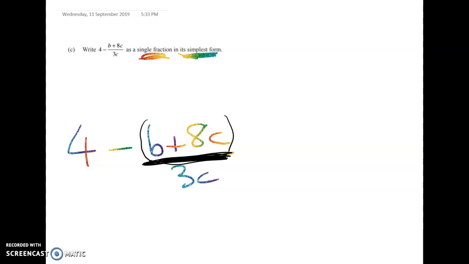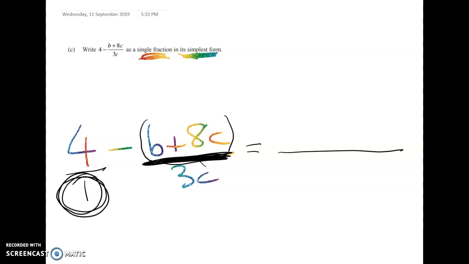Well, the 4 doesn't look like a fraction, but we can write that as 4 over 1. When we add fractions and subtract fractions, we need a common denominator. So the common denominator here is going to be just 1 times 3c. The common denominator is always going to be the lowest common multiple of these two things.